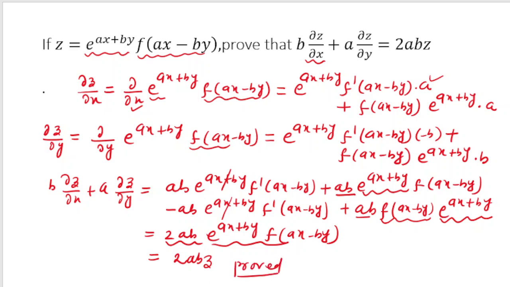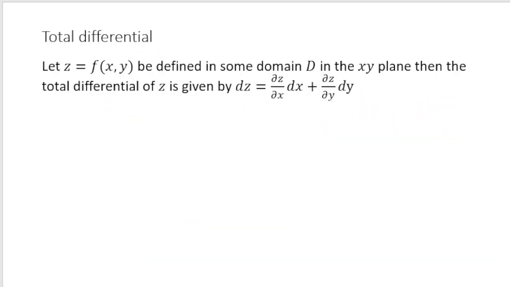So now we have done a lot of practice related to the partial derivative. Now let us talk about total differential. So how is total differential defined? Let we have a function of two variables f of xy, which is defined in some domain D in the xy plane. Then the total differential of z is given by dz is equal to del z by del x into dx plus del z by del y into dy.